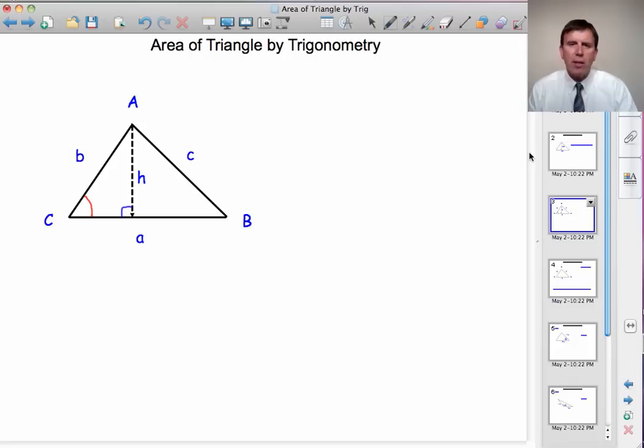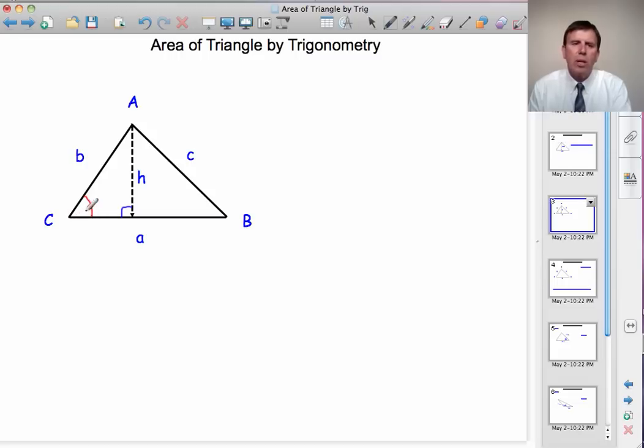I've got the same triangle. This time the corners are labelled capital A, B and C. And what we normally do if we've got letters A, B and C is we make the side opposite angle B, small b, and the side opposite angle C, small c, and the side opposite angle A, small a. I've still left H on to denote the height of the triangle. I put a little red arc here because I'm particularly interested in angle C.